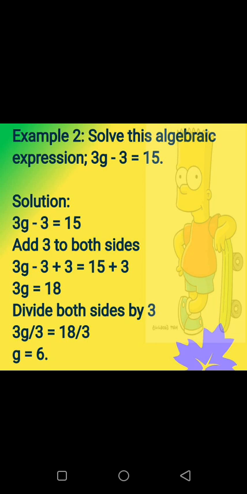So 3g divided by 3 equals 18 divided by 3. So 3 will cancel out 3. Then 18 divided by 3, how many times can 3 go in 18? That's 6 times. So it will be g equals 6. Okay, so to confirm, you can substitute g for 6 in the equation. So we have 3 times 6, which is 18. 18 minus 3 will give us 15. That's a balanced equation. So it means our answer is correct.